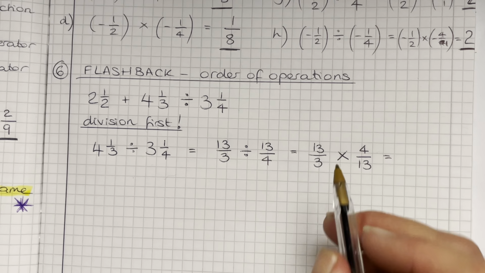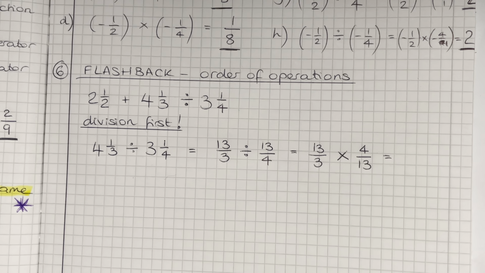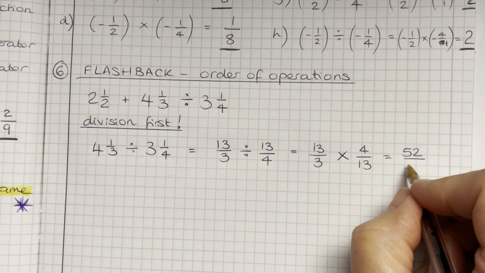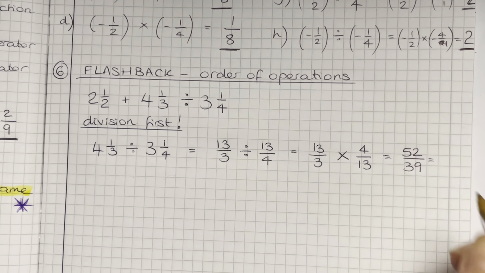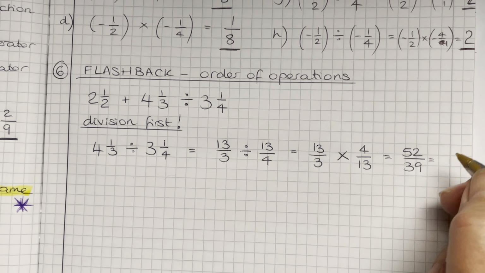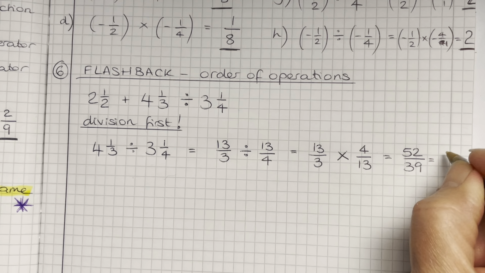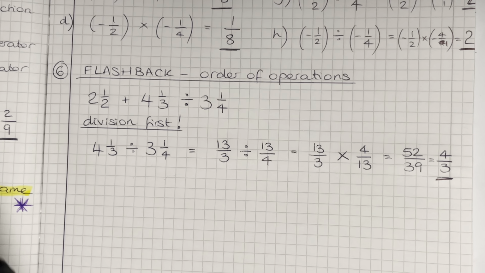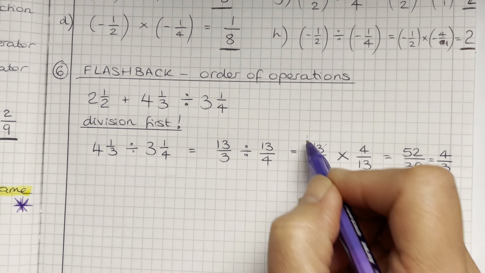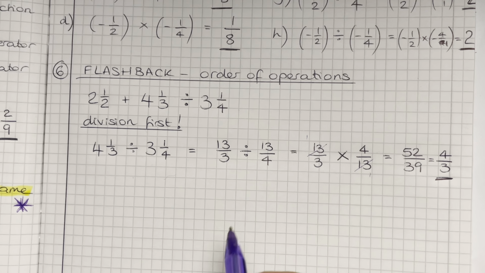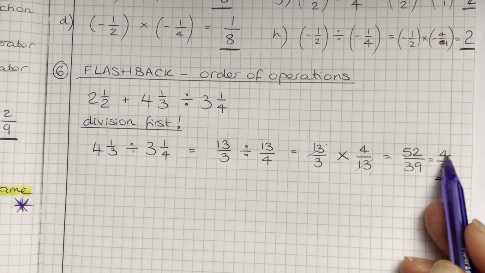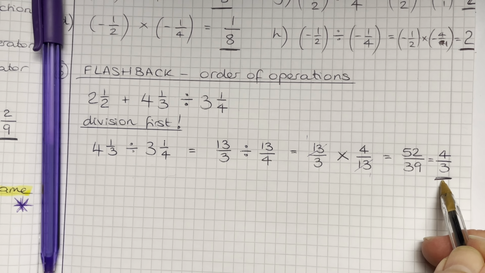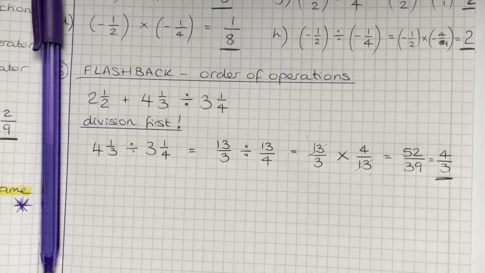I can either multiply my numerators and multiply my denominators, or I can do a bit of cross-cancelling. If I'm not comfortable with cross-cancelling, I'll just do 13 multiplied by 4 gives me 52, divided by 3 times 13 is 39, and I can simplify that down. I know they're both in the 13 times table. That takes me down to 4 over 3. If I did do the cross-cancelling, you can see 13 divided by 13 is 1, and I'd go straight to 4 over 3.